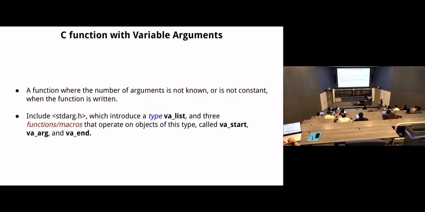This header file introduces several types. One is called va_list, variable arguments list. Then there are several macros there for you to use. They're kind of like functions, like va_start, va_arg, va_end. So printf was implemented using those functions. So in the homework, you are going to implement a simple function using those things.